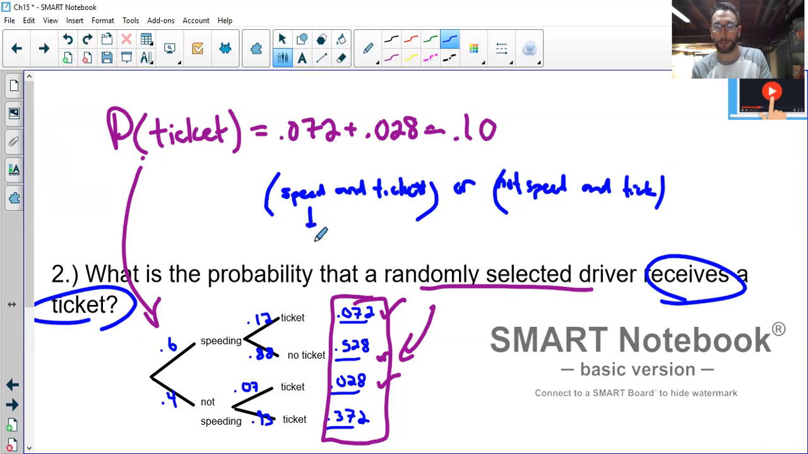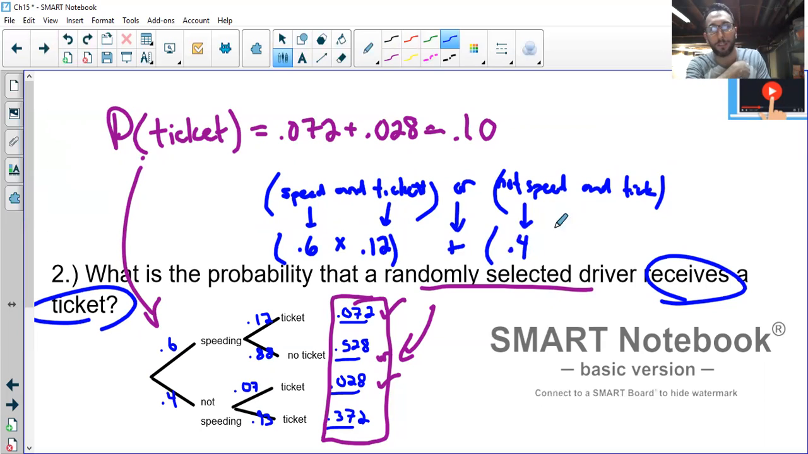So first I have to think, all right, the probability someone's speeding is 0.6 times. Then I have to remember there were 2 ticket probabilities, but if they're speeding, the probability they get a ticket is 0.12. Or means add. Now I have to think, 60% of people were speeding, so that means 40% of people are not speeding, and means multiply here. And then the probability you get a ticket, if I know you're not speeding, was 0.07. So you could do this problem without a tree diagram.